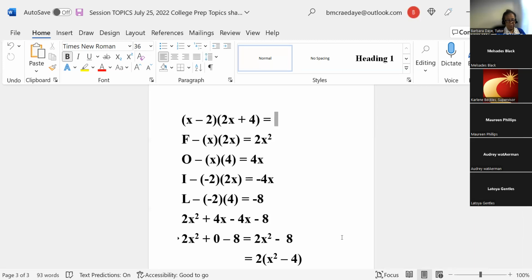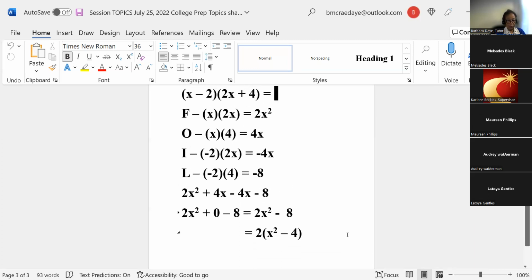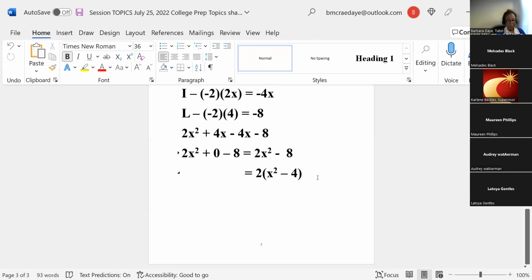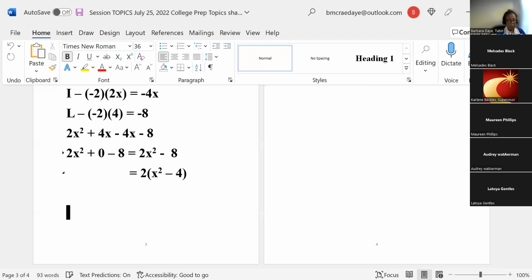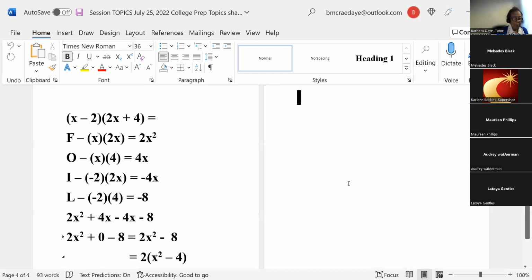Is that clear, Mercedes? You want to do another one? Please. Okay, well, I'm not going to do it. You're going to do it. That's the way we know you know how to do it, right? Okay, let's do another one. Okay, let's take 3b minus 3b plus 7.